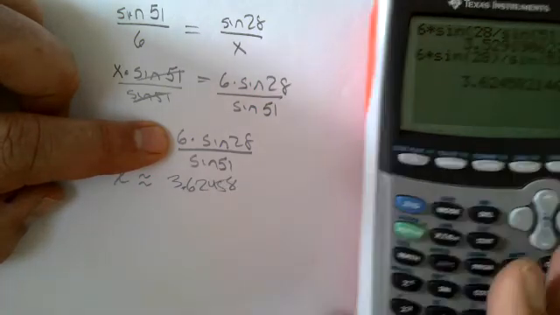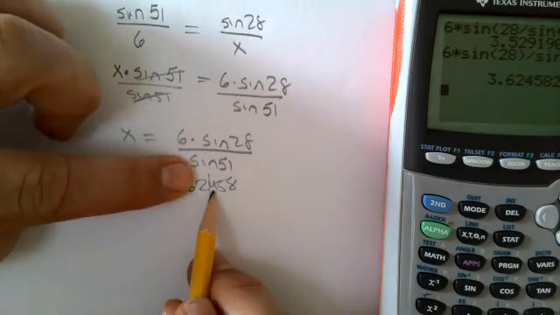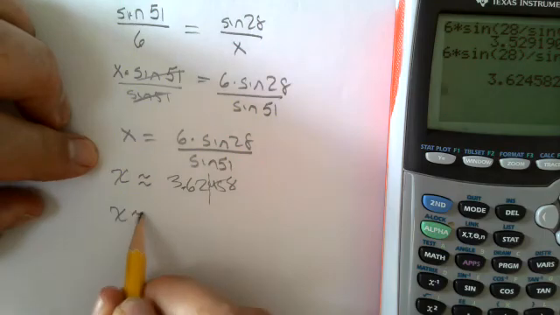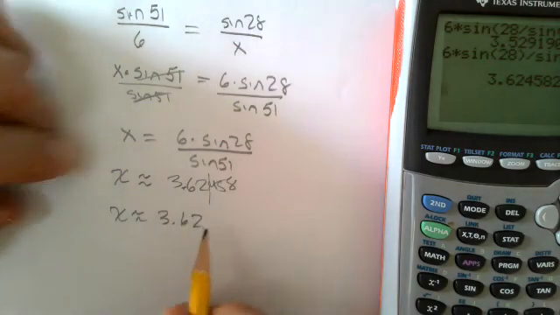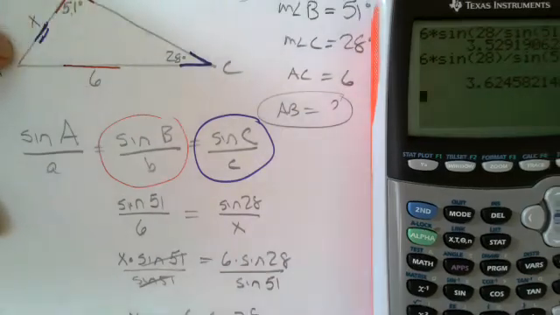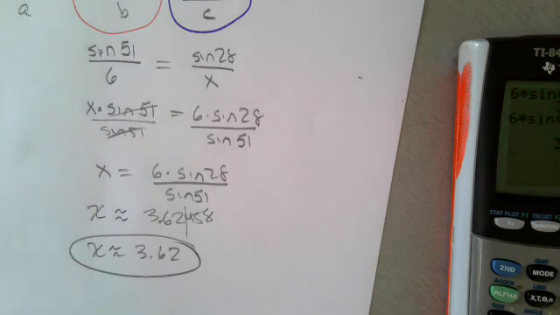3.62458. I want to round to the nearest hundredth, so I look at this 2 and say, does this 4 round it up? No, it's closer to the bottom. So I'd say X is about 3.62. And that would be the value of side AB in this triangle using the law of sines. We won't be using the law of sines to find missing angles at this point, but this is the way we use law of sines to find missing sides.